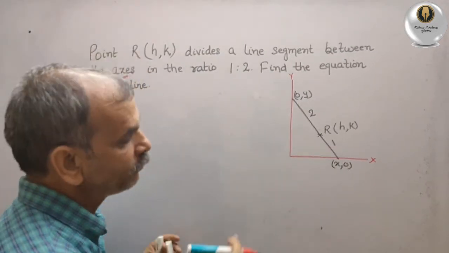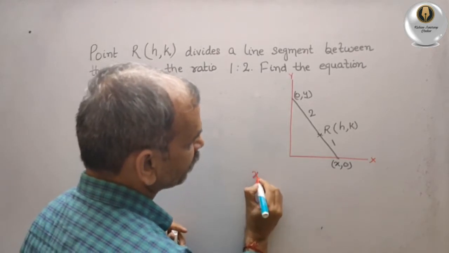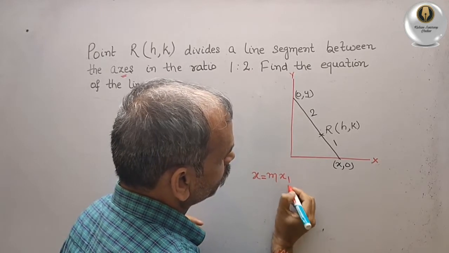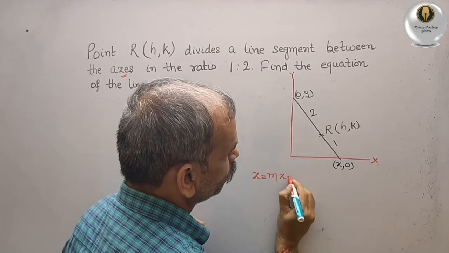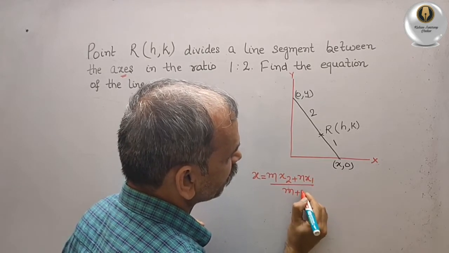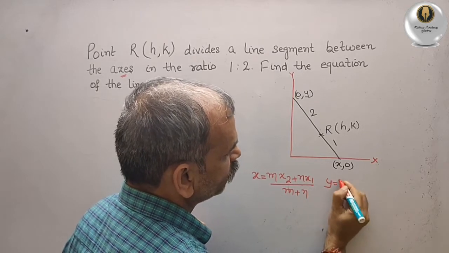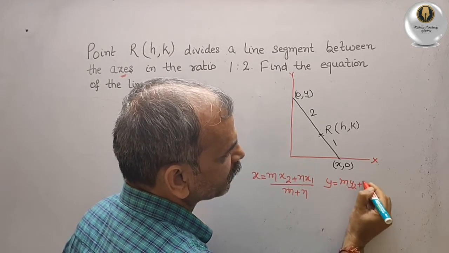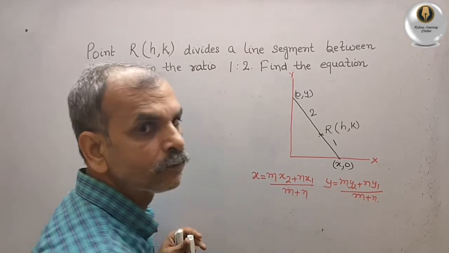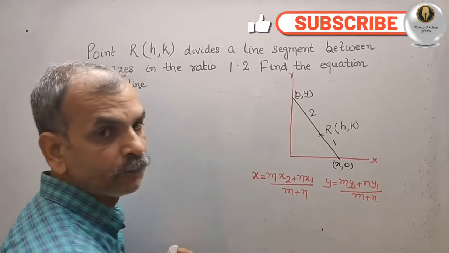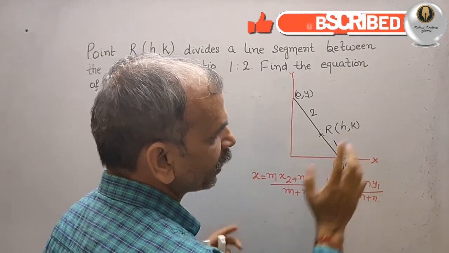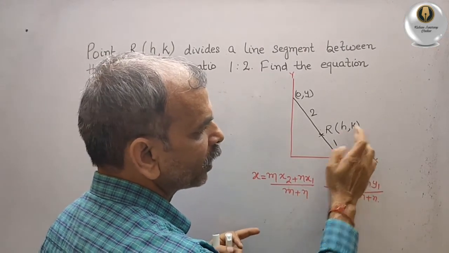The section formula is what? We will write that x is equal to (m x2 plus n x1) by (m plus n), and y is equal to (m y2 plus n y1) by (m plus n). Now substitute the values here. So you can see, your x and y is h, k.